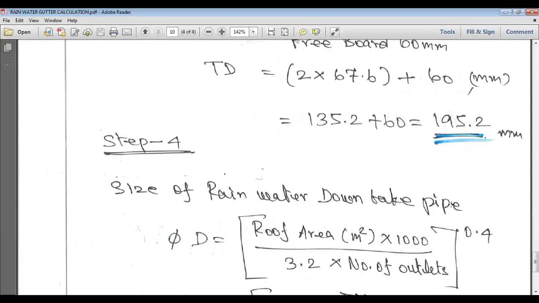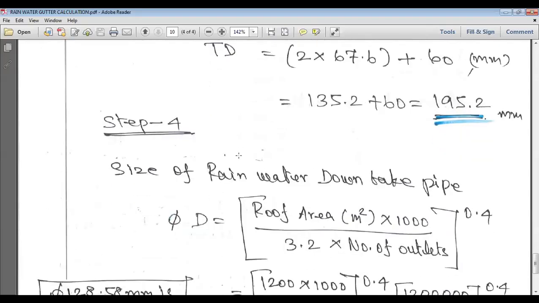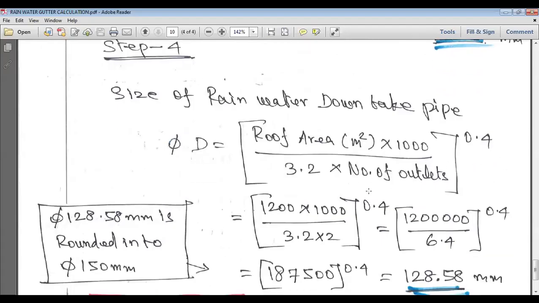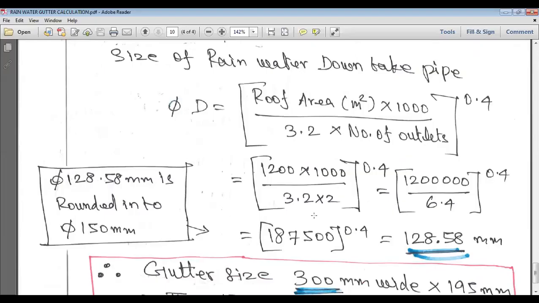So, size of the rainwater pipe. How to calculate the size of the rainwater pipe for the gutter outlet? D equals roof area in meter square into 1000 divided by 3.2 into number of outlets, whole power of 0.4. Apply all the data into this formula: 1200 into 1000, divided by 3.2 into 2, whole power of 0.4. After solving all the data, you will get 128.58 mm.